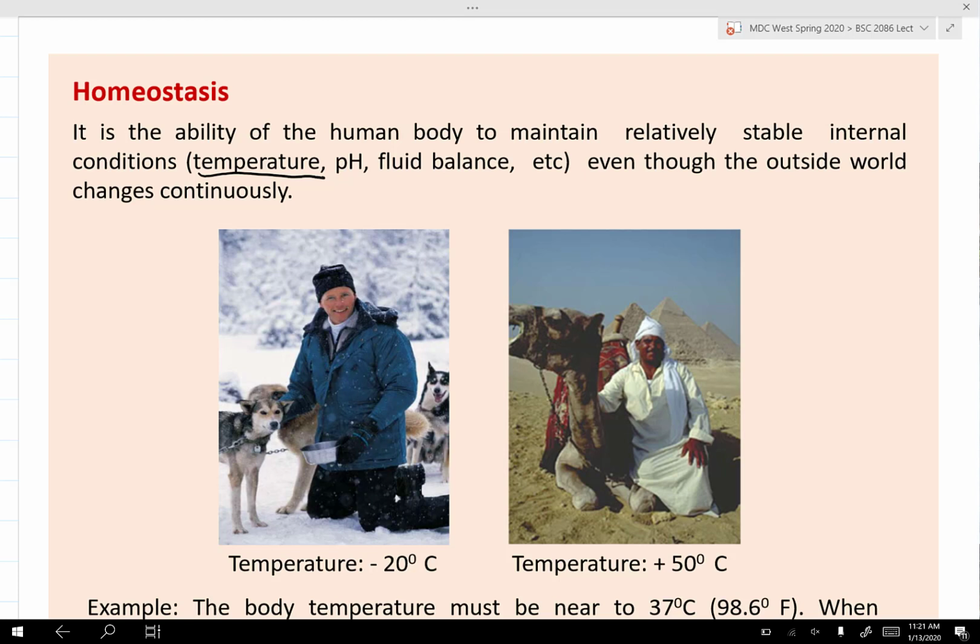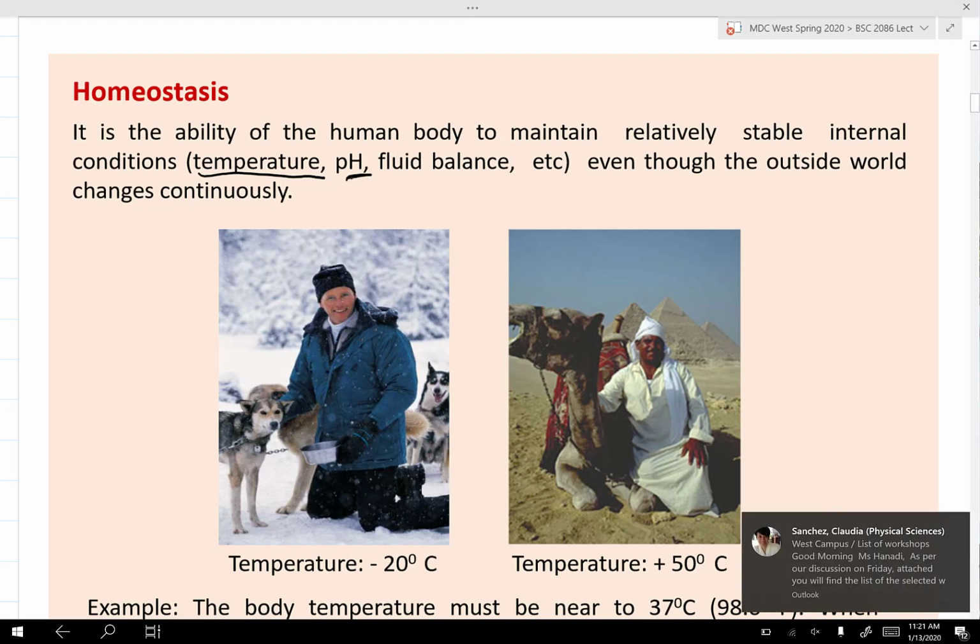What's the temperature of the body? 30? 36? 37? 36.8? Okay, awesome. So pH?